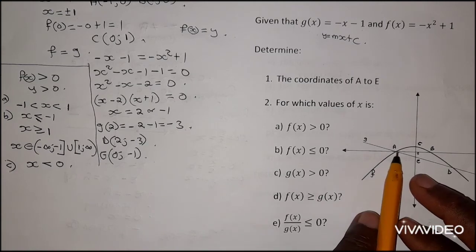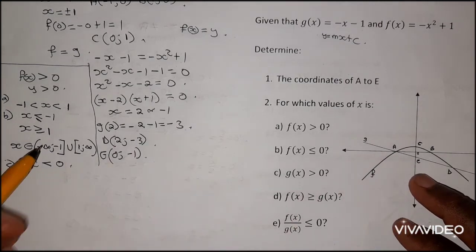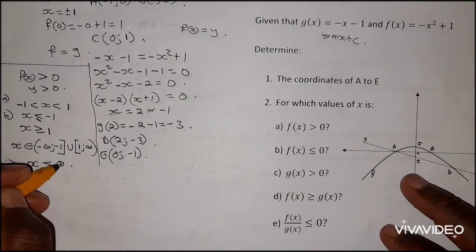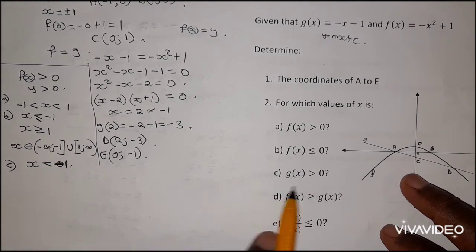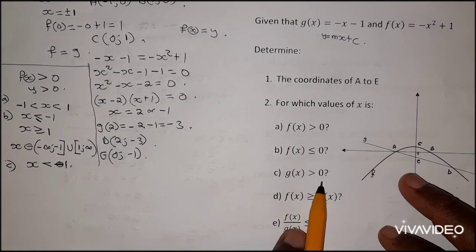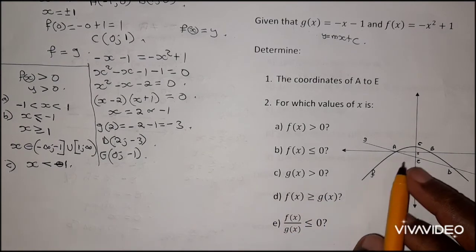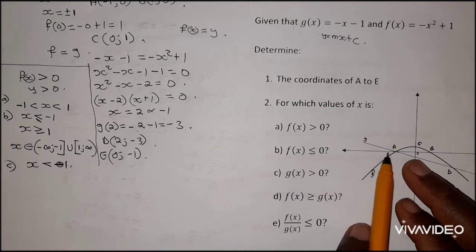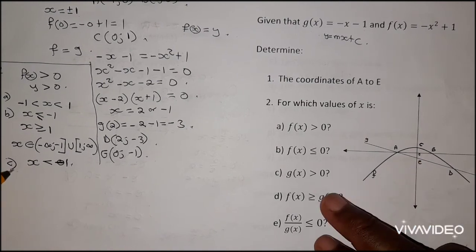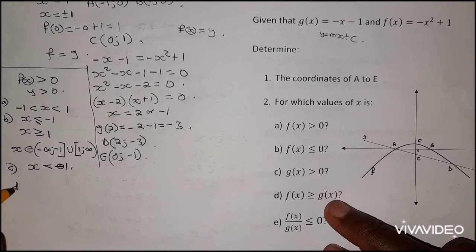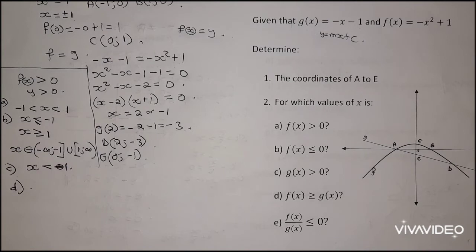That is from, not less than 0, it is -1, right? So the values of x for which this is above the x-axis is from -1 going to the left. That is all the values of x less than -1. That is C. And then D, the more interesting one.